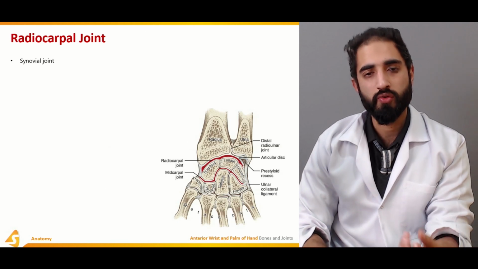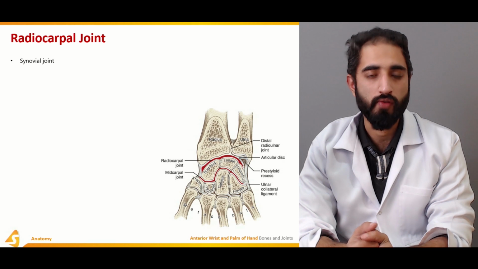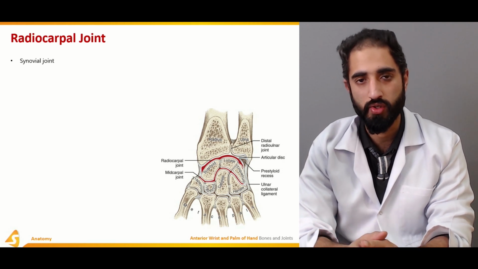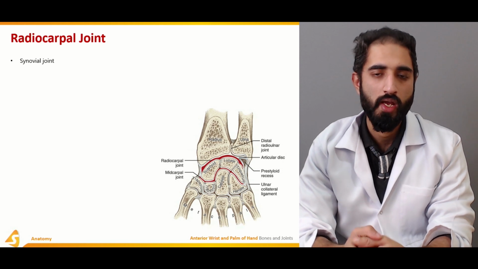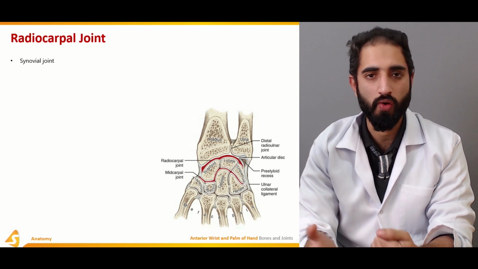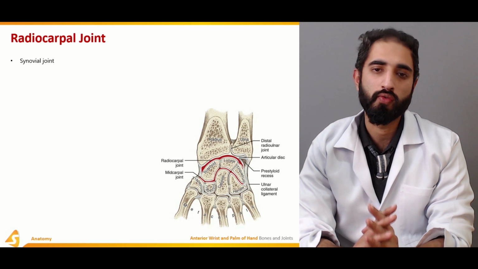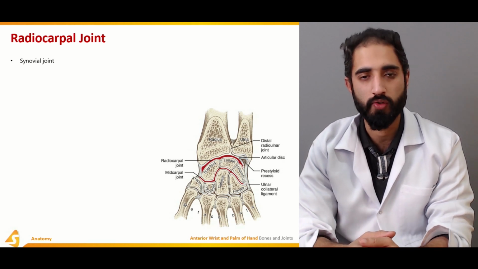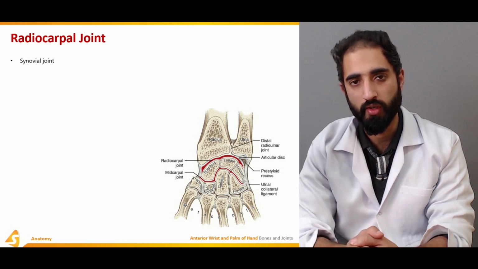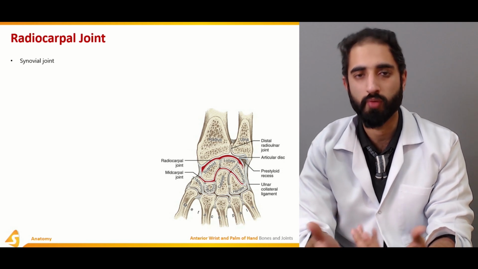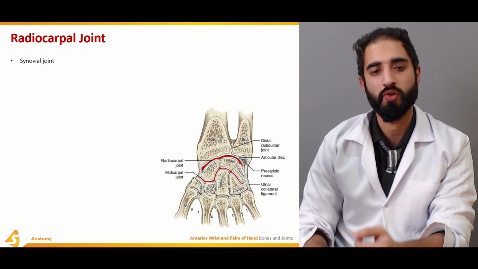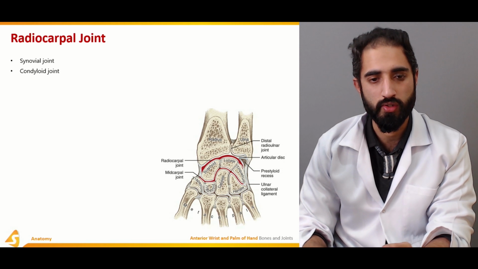So radiocarpal joint is a synovial joint, and that is why it is a freely movable joint, and it allows different types of movements, as we already mentioned, which is radial deviation, ulnar deviation, as well as flexion and extension. And because there are two different planes or two different axes around which movements are possible, this is a 2 degree of freedom joint, and thus the circumduction movement is also possible at this joint, or you can say that circumduction is also possible at the radiocarpal or the wrist joint.